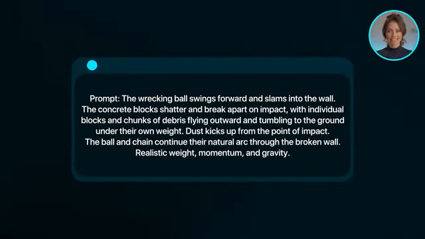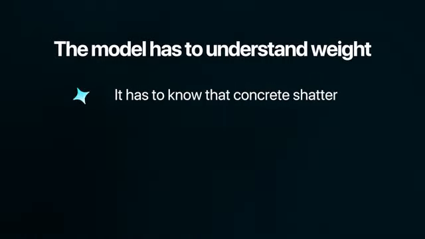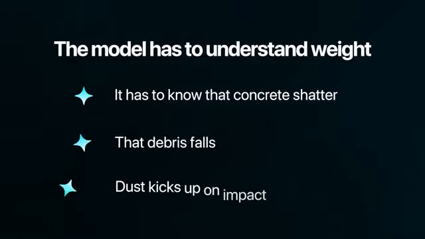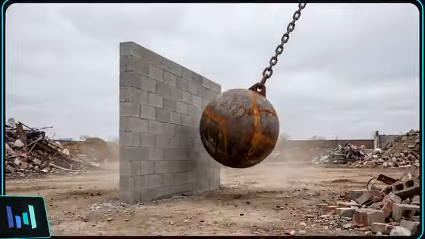Once the image is generated, we'll give every video model the exact same instruction: swing the ball and smash the wall apart. Now, that sounds simple enough. But to get this right, the model has to understand weight. It has to know that concrete shatters, that debris falls, and dust kicks up on impact. This is where we'll find out which of these tools actually understands the real world. So let's kick off with one of the paid models, Seedance 2.0.